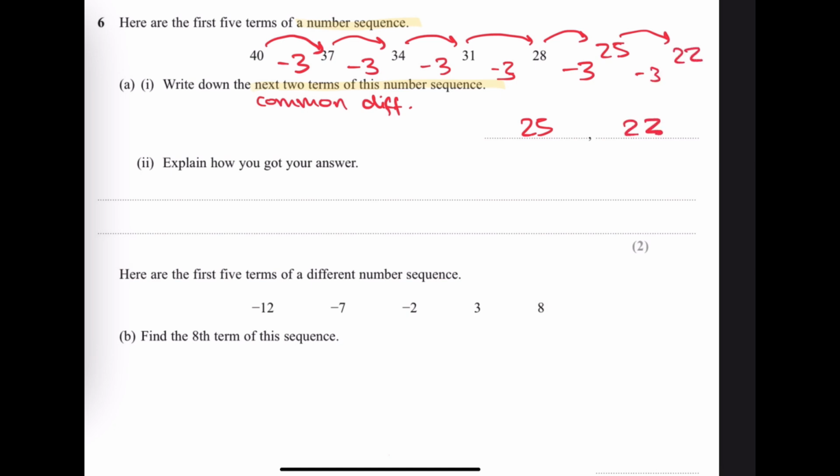Explain how you got your answer. This is basically explaining what this common difference is. What we did, all we did is we subtracted by 3.